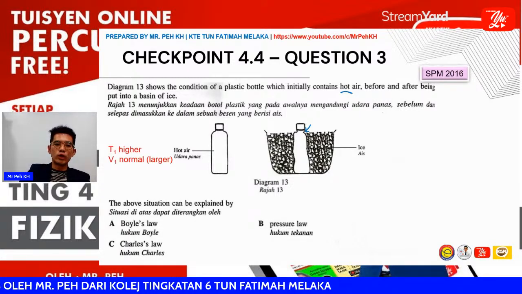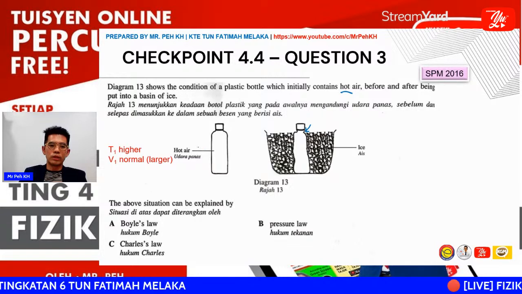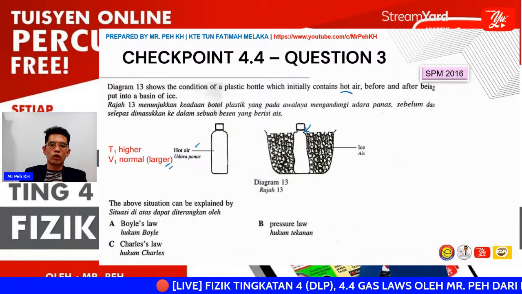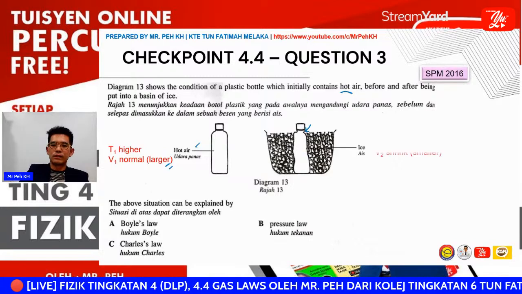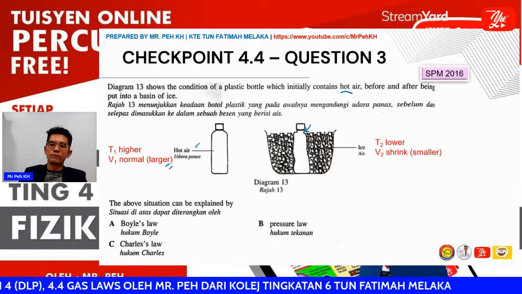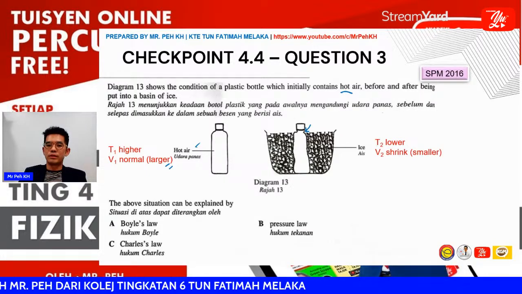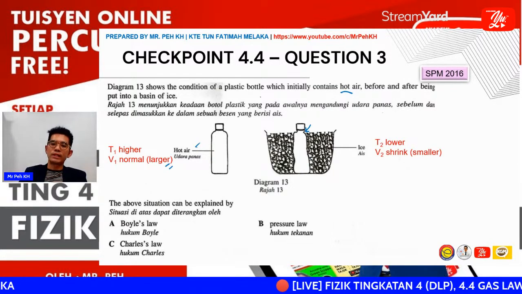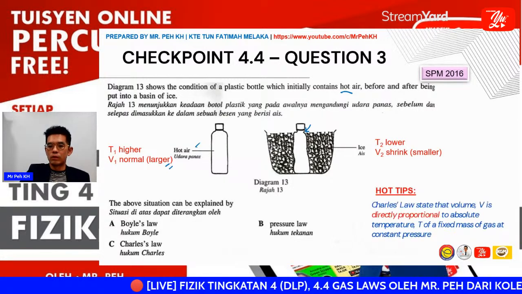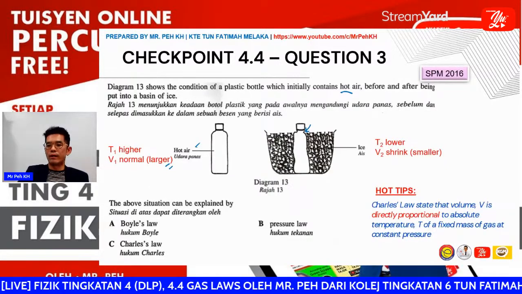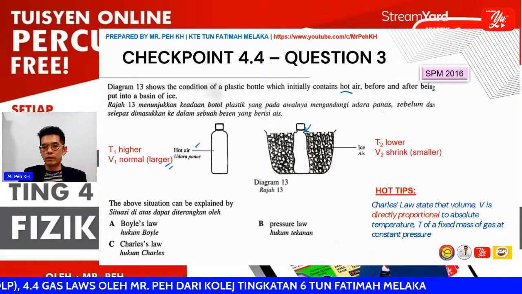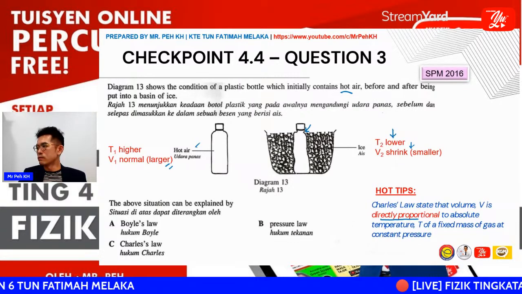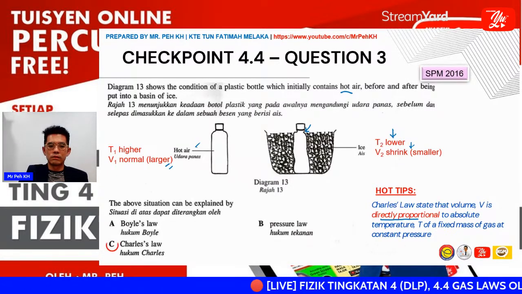Firstly, temperature is higher because it's hot air. Here you can see it's a normal size of the bottle, but the size is larger compared to when put inside the ice. You can see at ice, T is lower, then volume becomes smaller because it shrinks. You can see from the figure here, looking at diagram 13. When we discuss T and V, that means we discuss about Charles's law. When the temperature decreases, volume decreases, so V and T are directly proportional. So the answer here will be C.